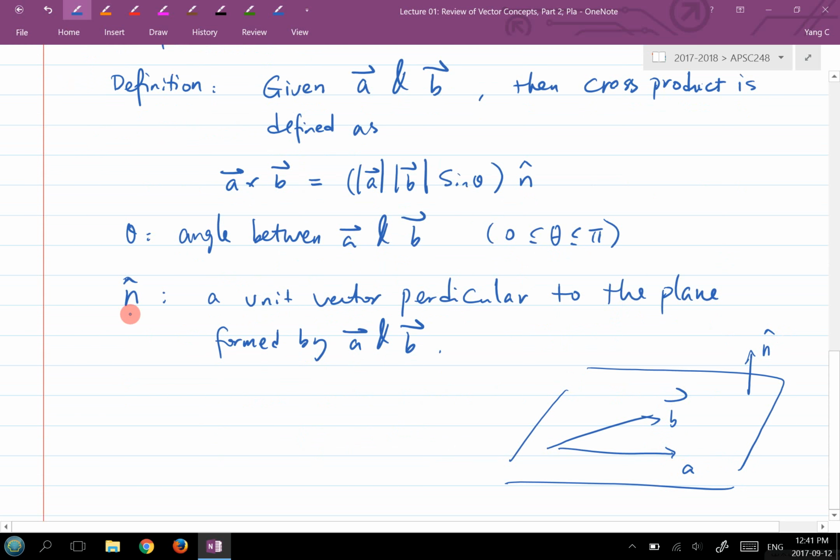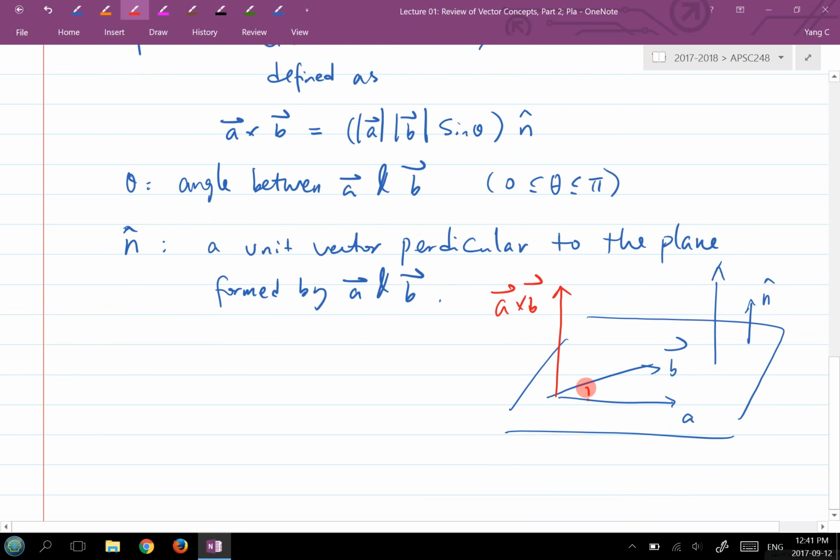Then obviously the cross product of A and B gives you a vector, and that vector is perpendicular to this plane. If you draw the vector over here, this is your A cross B. So that's the idea of a cross product.